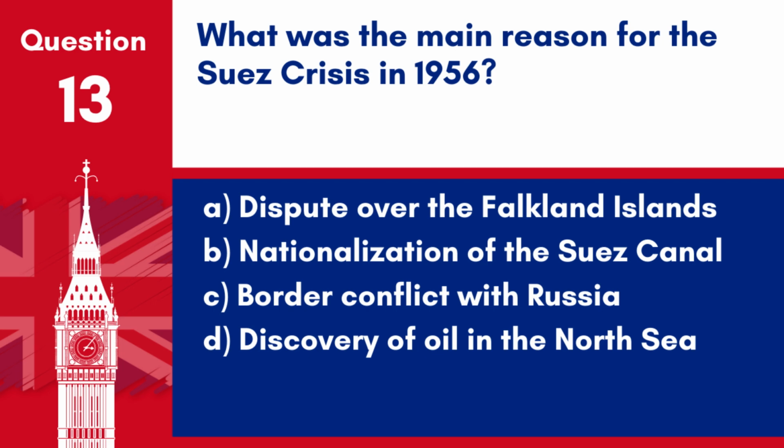Question 13. What was the main reason for the Suez Crisis in 1956? A. Dispute over the Falkland Islands. B. Nationalization of the Suez Canal. C. Border conflict with Russia. D. Discovery of oil in the North Sea.